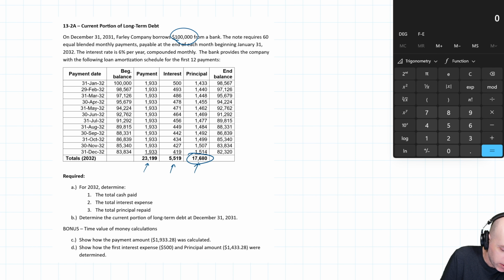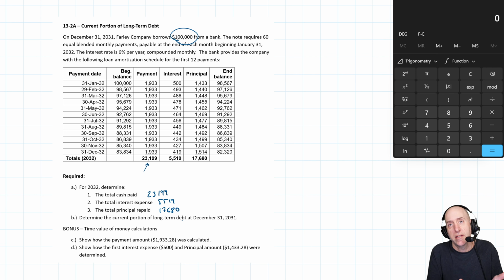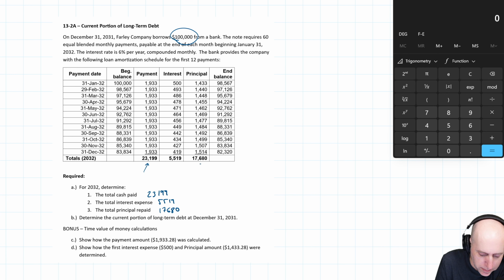So let's read through the question. It's a very short question. For 2032, determine the total cash paid. Well, that's the amount of our payments, $23,199. What's the interest expense? Again, I could have not totaled this and made you sum it up, but there it is, $5,519. And what's the principal to be paid back? $17,680. It says determine the current portion of long-term debt that's going to go on our financial statements, and it's the amount of principal being paid in the next 12 months: $17,680. And there we go.